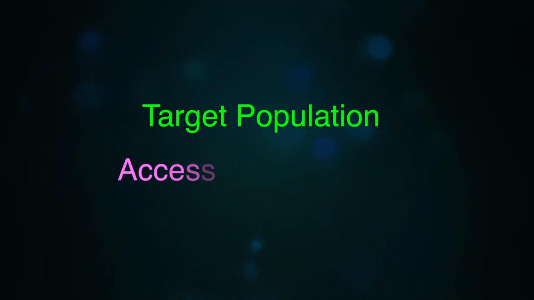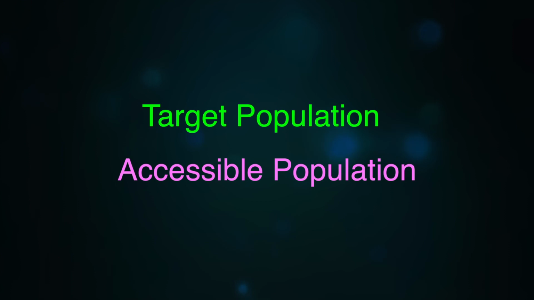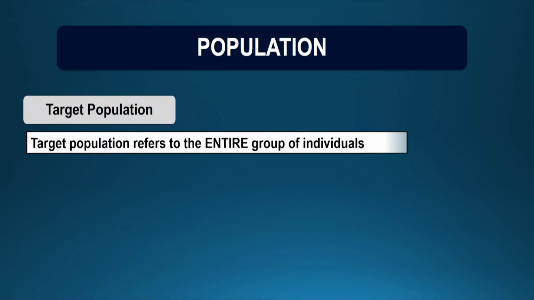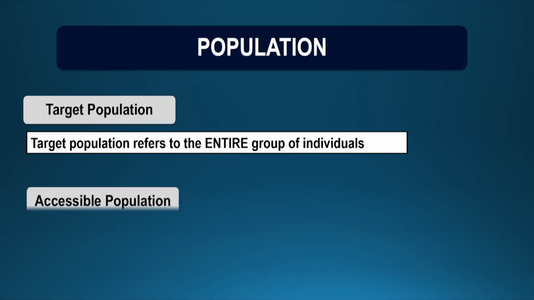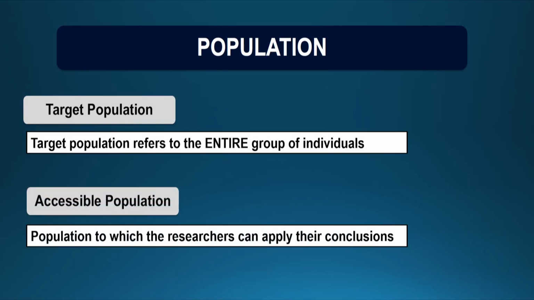The population is also classified as target population and accessible population. Target population refers to the entire group of individuals about which the researcher wishes to make generalizations. That population is considered the target population. The set of the population that is realistically selected from a target population, to which the researcher is able to apply the conclusion, is considered the accessible population.